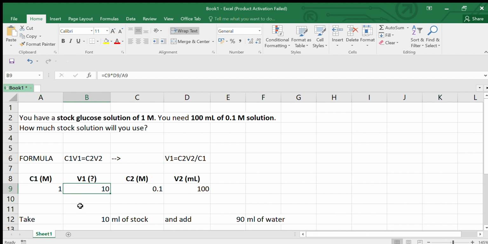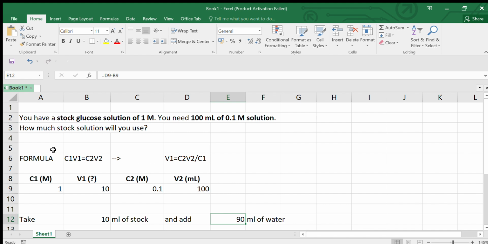Now what is the meaning of this? So I have to take 10 ml of the stock solution, and obviously I had to make 100 ml as the total volume, out of which I have added 10 ml of stock. So what am I left with? I am left with 100 minus 10, that is 90 ml to be added. So I am going to add 90 ml of water to the given stock solution.